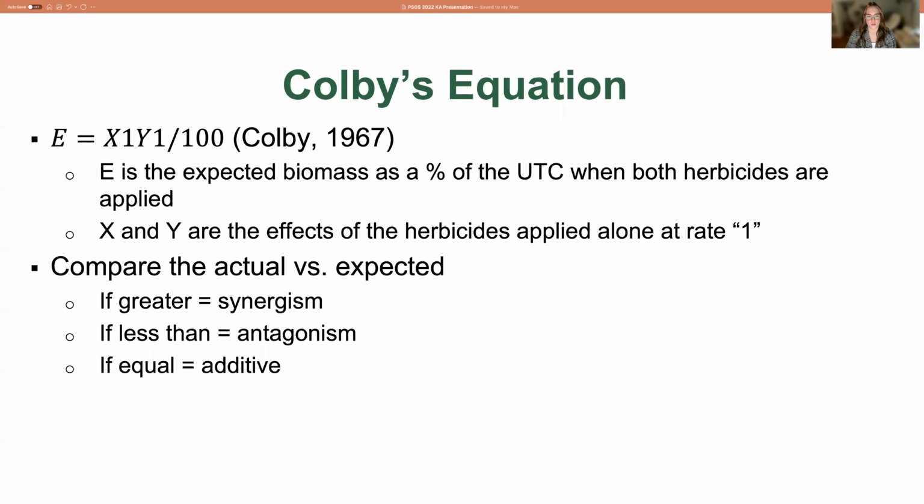So if the actual weed control is greater than expected, you have a synergistic interaction. If it's less than expected, you have antagonistic. And if it's equal to what was expected, you have additive.